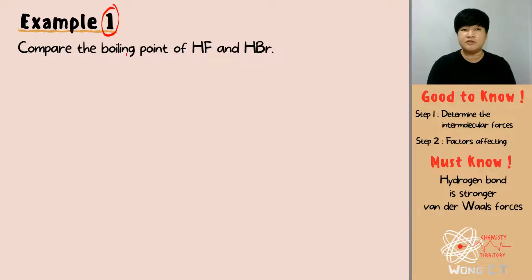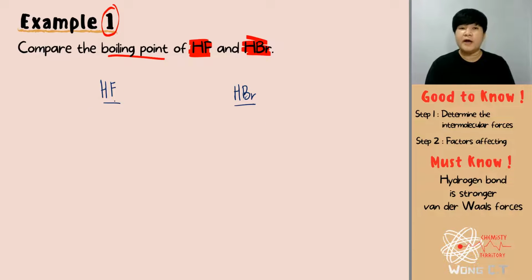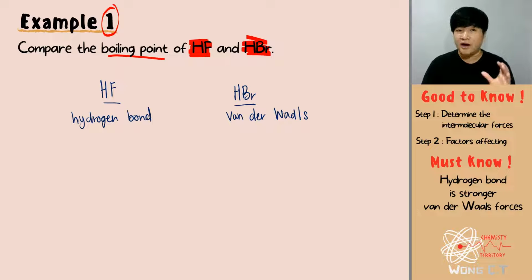The first example is comparing the boiling point between HF and HBr. So knowing that you have your HF over here and your HBr, I think the first step that we will do is to identify the type of intermolecular forces. Obviously, your hydrogen fluoride HF over here has hydrogen bond. Okay? While your HBr over here obviously has only weak van der Waals forces. And from that, you already know which one has the higher boiling point, right? Because hydrogen bond is always stronger than weak van der Waals forces.